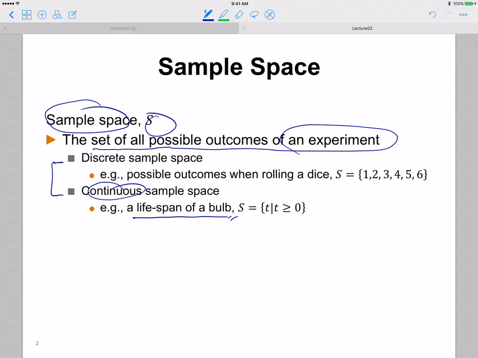One experiment is picking up a bulb randomly, and then let's think about its lifespan, how many years it survives or works. Those values will have this kind of range. In practice, it may only survive up to maybe 100 years, but let's just consider it can last forever. But it cannot be a negative value, right? Because lifespan cannot be like -1 year or something like that. So that way, the sample space can be either discrete or continuous.